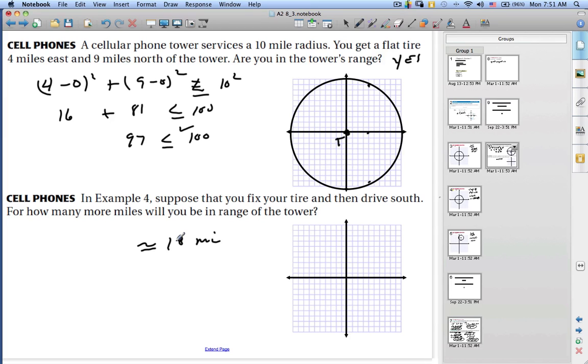Okay, so that's it for graphing circles. In the next section, we're going to work with ellipses.